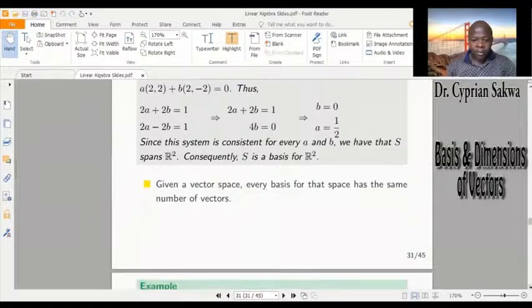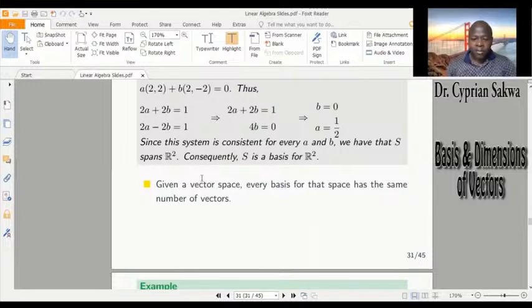Just before that example, this point that I have here is very important: if you have a vector space, then every basis for that space has the same number of vectors. That means if you're looking at R2, then a set that will be a basis of R2 must have 2 vectors, not more than 2 vectors.